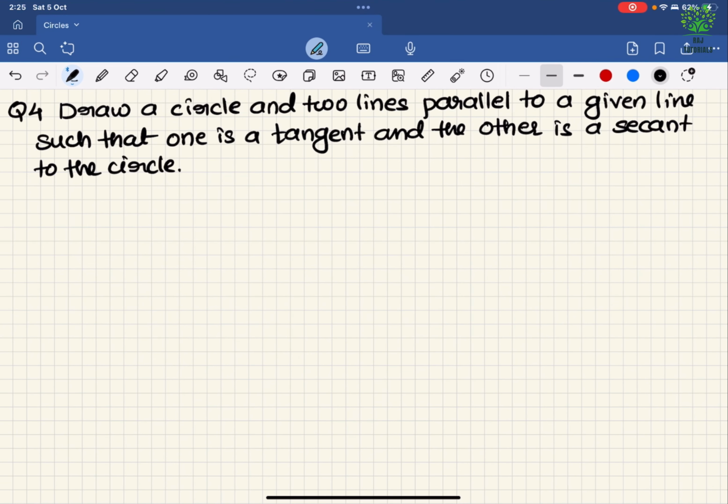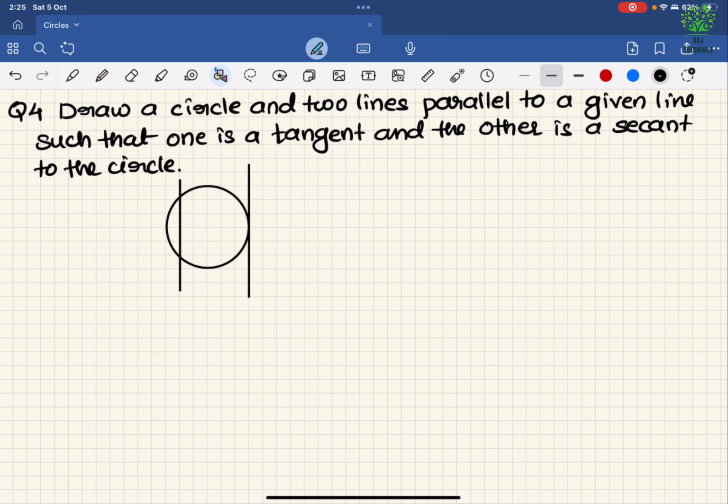Now the next question says draw a circle and two lines parallel to a given line such that one is a tangent and the other is a secant to the circle. So here first I am drawing a circle. Now to this circle I am drawing two lines. One should touch the circle in 2 points, so this is a line which is touching the circle in 2 points, and one line should be such that it touches the circle in 1 point. So that is this line.